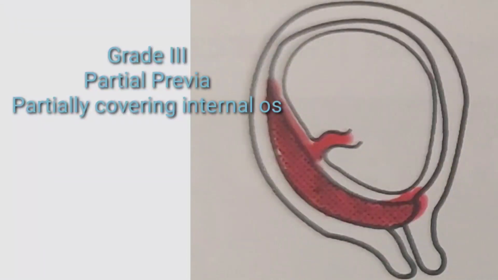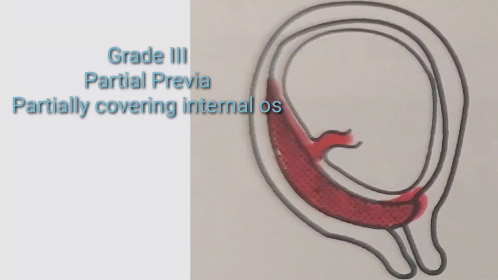However, on this image you cannot easily appreciate it, because it seems like it is covering the internal os. But as per definition, if it is partially covering and some portion of the internal os is still open, that would be considered a partial placenta previa, and as far as grading is concerned you can grade it as grade 3. So grade 3 placenta previa usually requires surgery because it interferes with the delivery process as well.